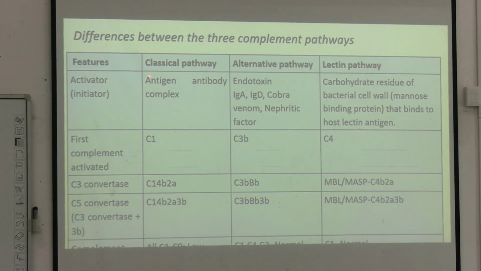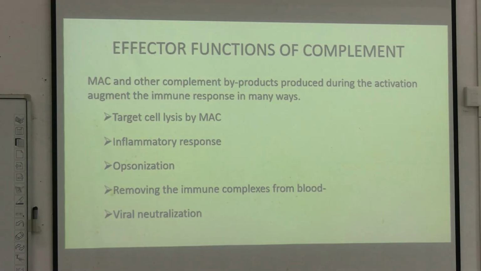Now, the C3 convertase in the classical pathway would be C4b2a. In the alternative pathway, it will be C3bBb, and in the lectin pathway, it will be the mannose-binding lectin and MASP, C4b2a. Now, the outcome of the complement function.